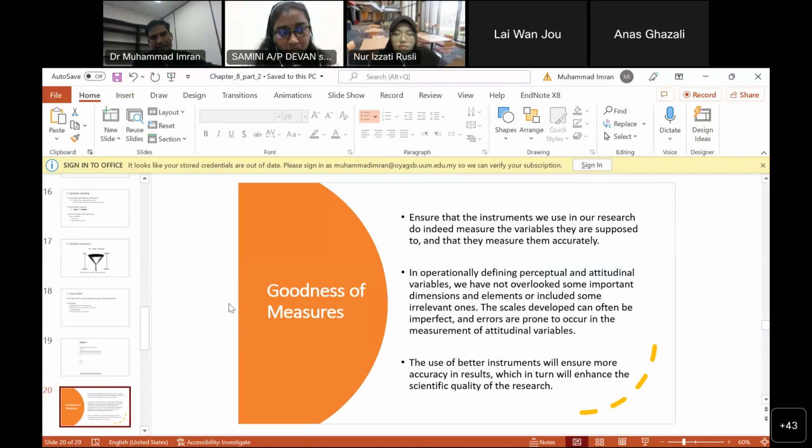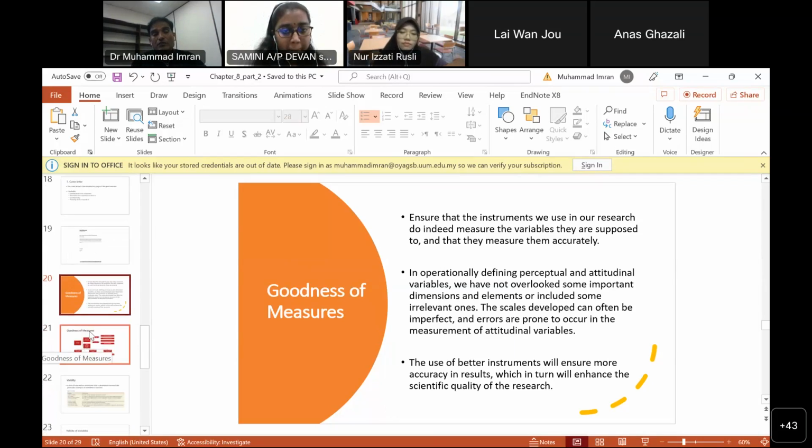Later I will tell you about accuracy. In operationally defining perceptual and attitudinal variables, we have not overlooked some important dimensions and elements or included some irrelevant ones. The scale can often be imperfect, and error can occur in the measurement of attitudinal variables. The use of a better instrument will ensure more accuracy in results, which in turn will enhance the scientific quality. Goodness of measure should be feasible, to measure accurately.